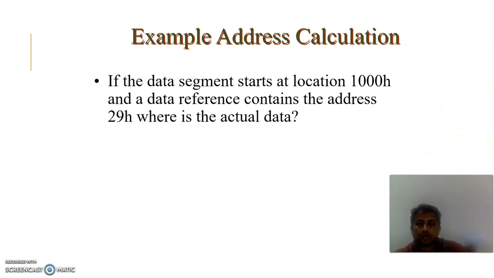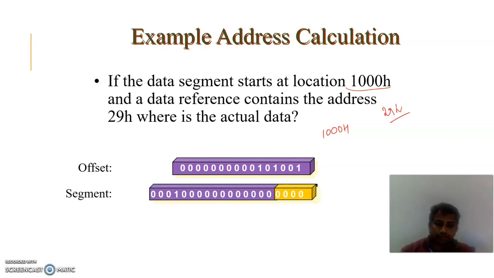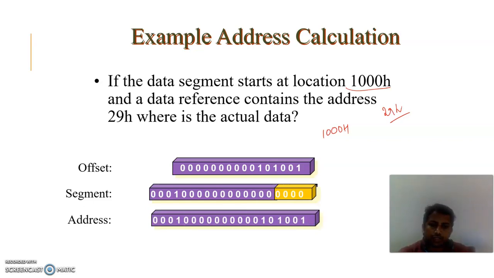Let's take some calculation. Suppose the data segment starts at location 1000H, so 1000H is the starting address of the data segment. Now the data reference contains an address of 29H where the actual data is there. 29H is the location where the data is there. So how do you get where the actual data is? 1000 is the segment address, and 29 is the offset address. Like this way, you can see over here.